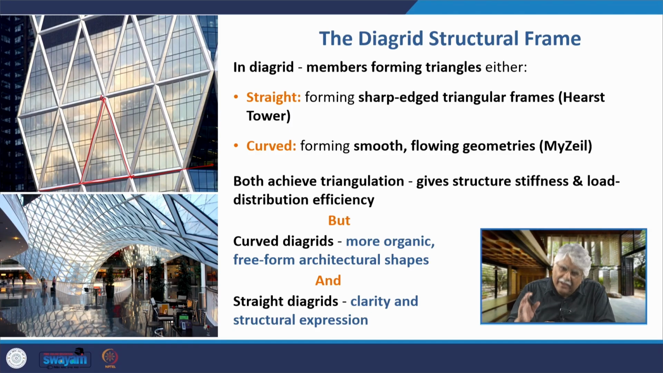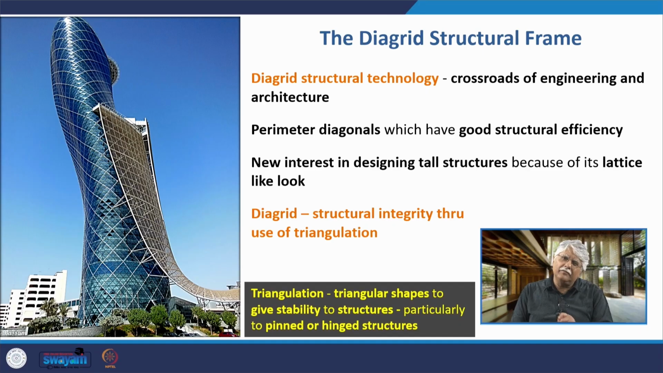In the Myzeel building, it is curved, which forms very smooth and flowing geometry as you see here. Both triangulations give a structure stiffness and load distribution efficiency. The difference is that the curved Diagrid is much more organic, much more free form. The straight Diagrid has a very straightforward and clear structural expression. In the Diagrid structural frame, the structural technology is a crossroad of engineering and architecture. It has a tremendous architectural appeal, which is one of the reasons why architects have been attracted to it.